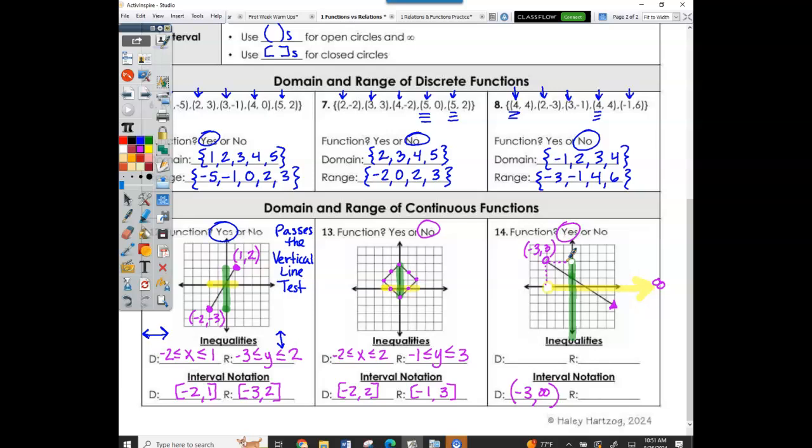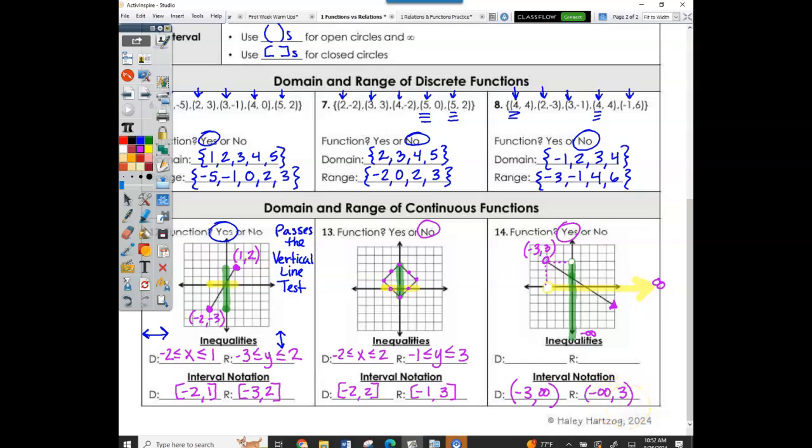We're going to write our range. It definitely ran from low to high, so it's going negative infinity to... No, it didn't keep going. Where did it stop? What's the y value? Positive 3. So negative infinity up to 3.